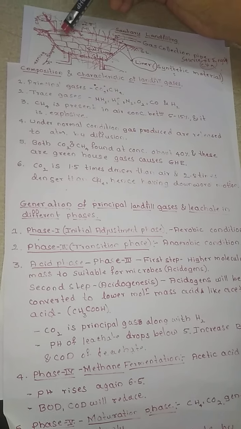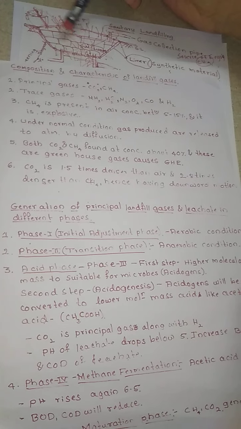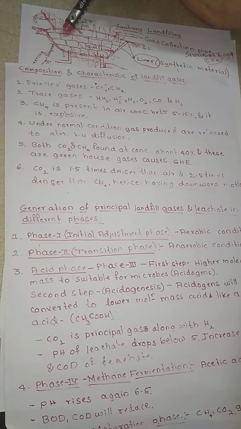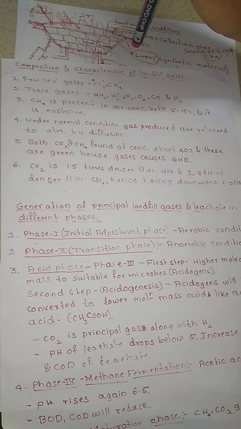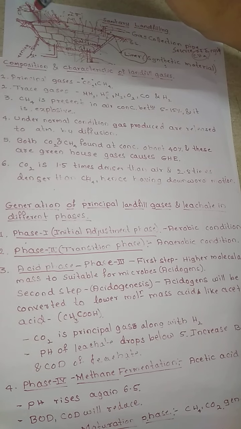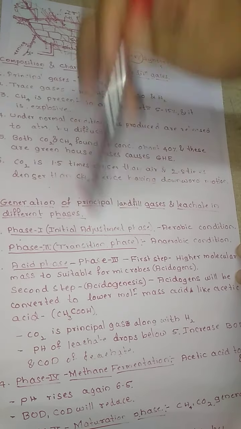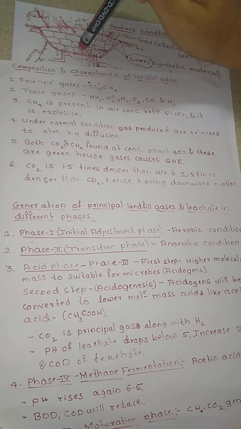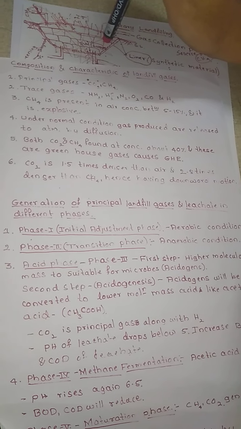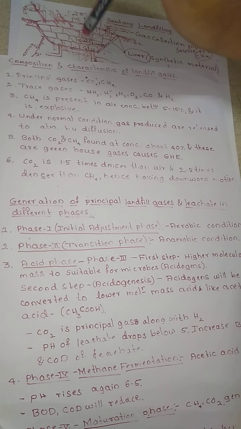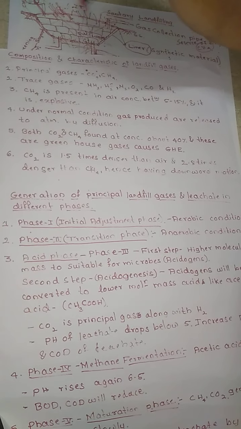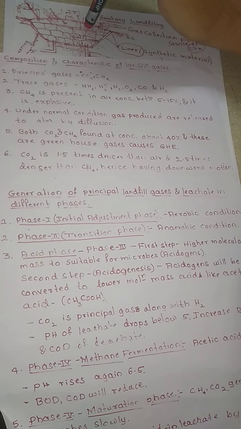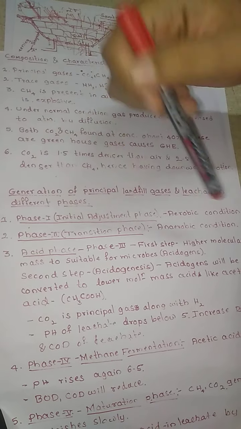That means in the first phase the microbes were initially adjusting to the condition, and then they consume the oxygen present in that particular landfill area. Now in the second phase, whatever oxygen was remaining will be completely consumed by the microbes present in that landfill area. Then it gives you the anaerobic condition. Anaerobic means the decomposition takes place in the absence of oxygen.